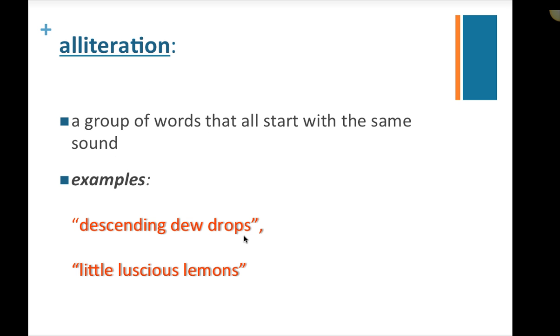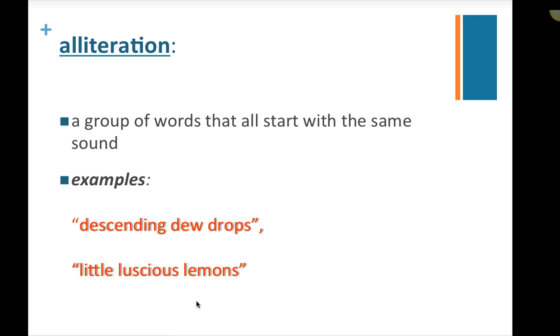So alliteration is a literary device, a tool that writers use to make their writing sound interesting, especially when read aloud, because alliteration is a group of words that all start with the same sound. And so when it's read aloud, children's books use a lot of alliteration because it sounds so interesting. It rolls off your tongue in such a fun way. Descending dewdrops, little luscious lemons. Those are examples of alliteration, all the same sound in the beginning of the words.